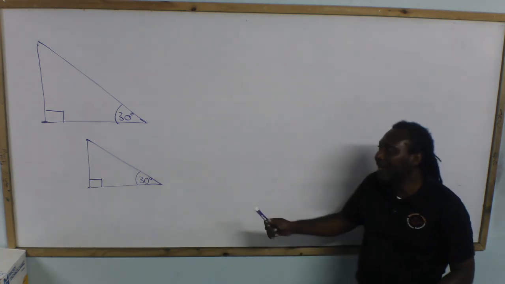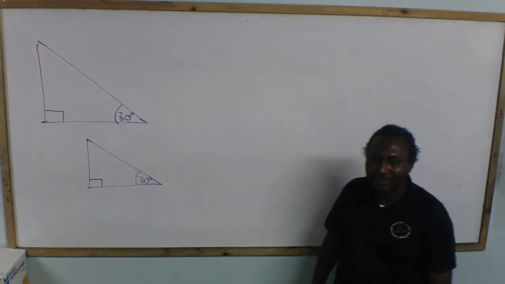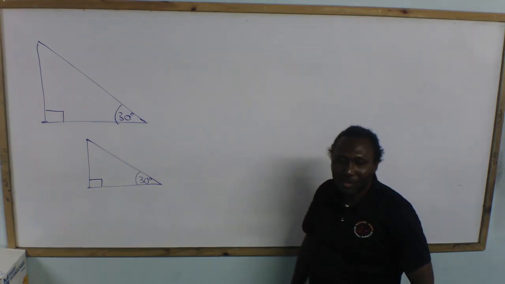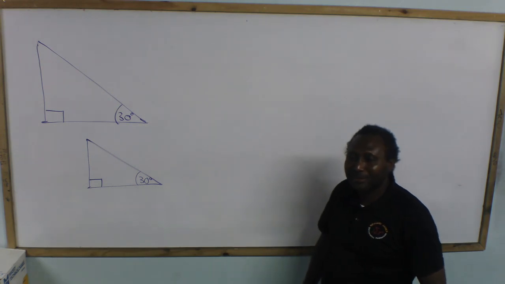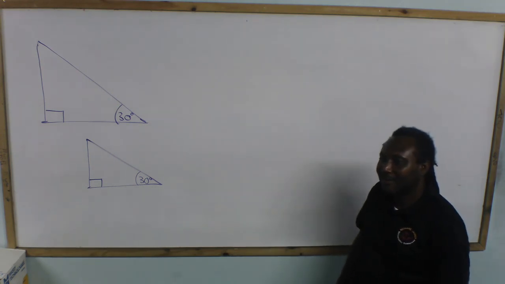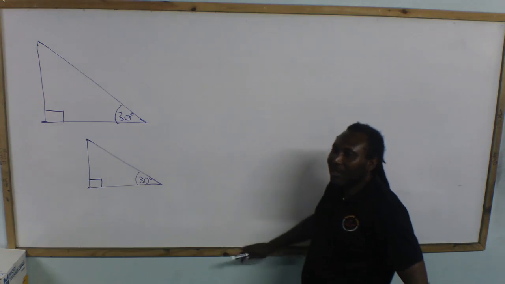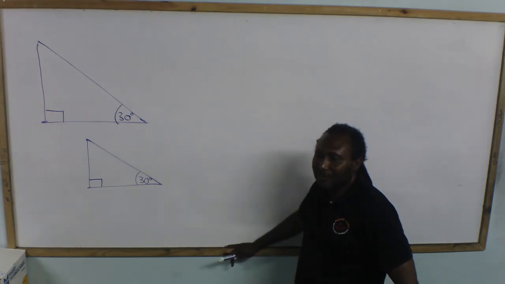Now, here's your question. Are these 2 triangles similar? Tell me the requirements for triangles to be similar. Yes, sir. What will cause triangles to be similar? The angles. What about the angles? Right, the angles in the triangle.